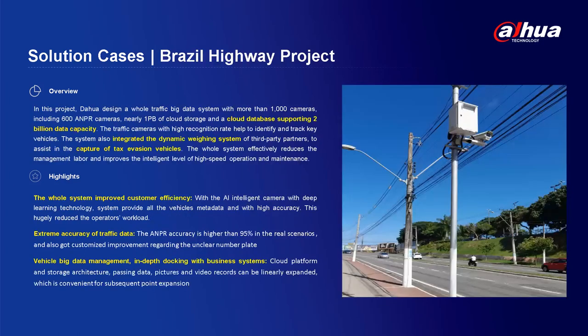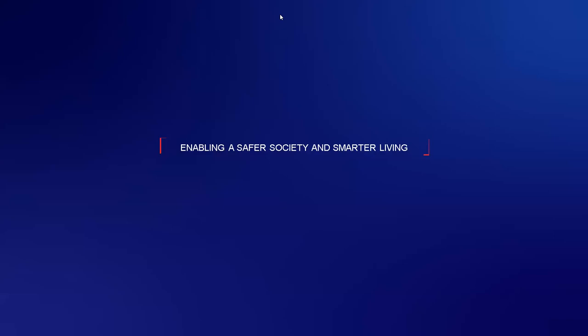Then in Brazil, we have the Brazil Highway Project, where we launched more than 1,000 cameras with 600 NPR cameras. We provide 1 petabyte cloud storage and a cloud database supporting 2 billion data capacity. So we have integrated a dynamic weighing system from third-party partners. Of course, we don't have a weighing system for vehicles ourselves, and generally what we've integrated with it, we provide capture of tax evasion vehicles. Then the highlight is customer efficiency has been improved. We have accuracy of traffic data that we capture on the different sites. Then we have vehicle big data management, that is, we capture more and save based on different scenarios. So that brings me to the end of this presentation.